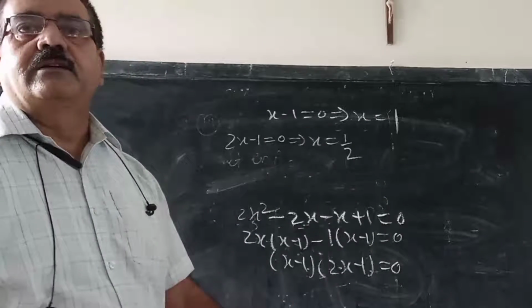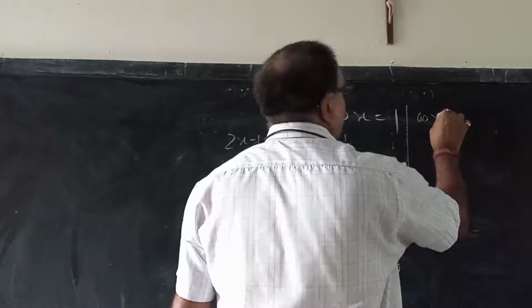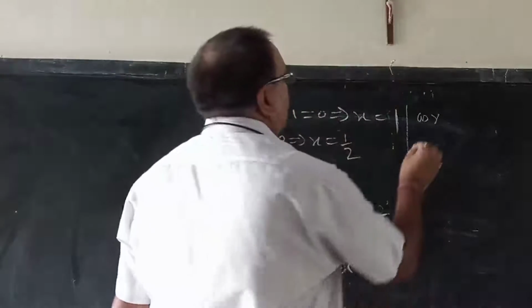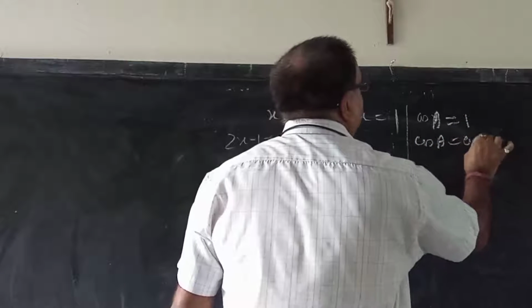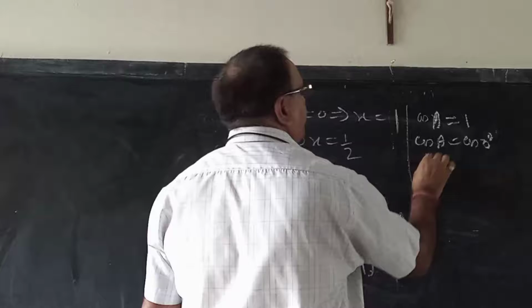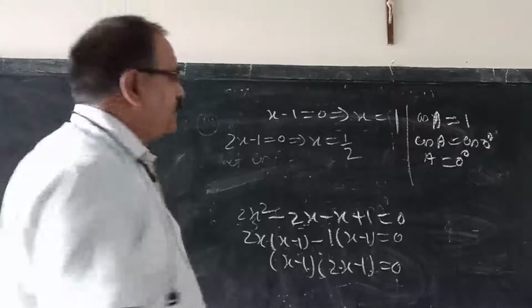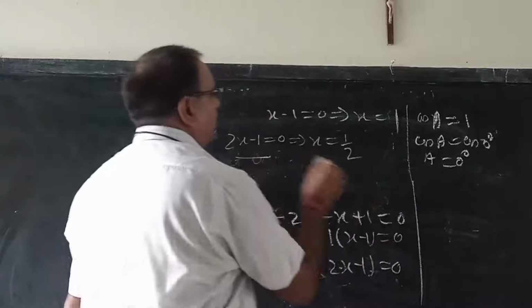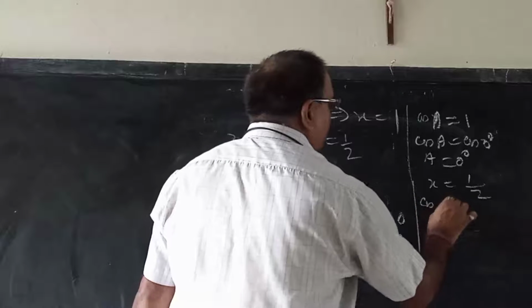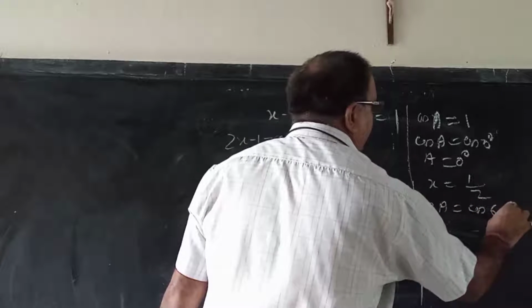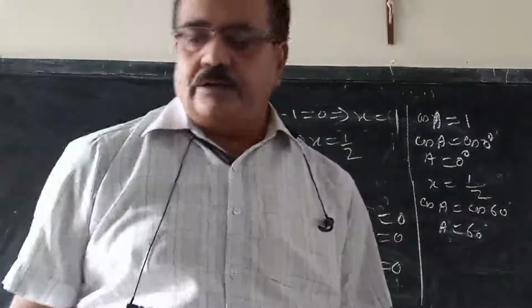Now put the value of x. We supposed x is cos a. So cos a is equal to 1. So cos a is equal to cos 0°, and when we compare, a is equal to 0. Second, x is equal to 1/2, so cos a is 1/2, which is cos 60°. So a is equal to 60°. These are the two values.